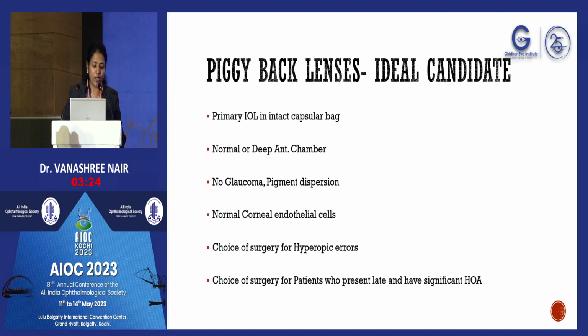So where you can try a piggyback lens, the ideal candidate would be a patient where the primary IOL is well settled in the intact capsular bag. There is a normal or a deep anterior chamber. The patient does not have glaucoma or pigment dispersion. The endothelial cell counts are normal. If there has been a hyperopic error, then the piggyback IOL will give you a good result. And also, if higher order aberrations are significant and you're not opting for LASIK or PRK, then piggyback is a good option.